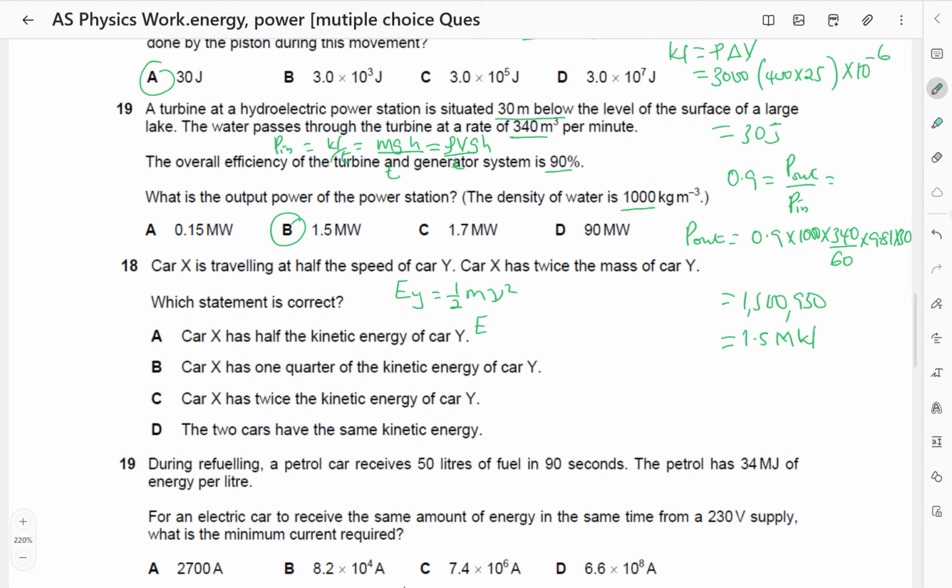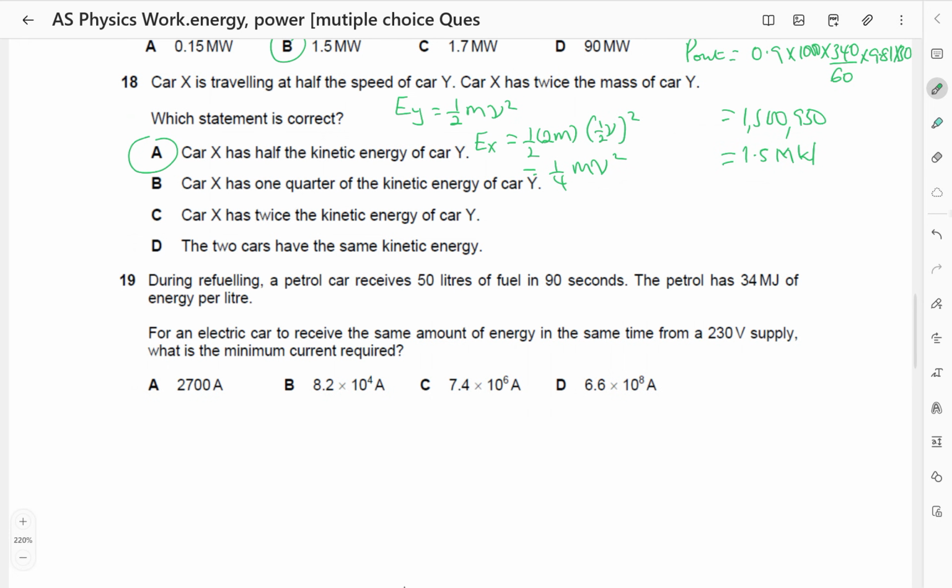Let's look at X. Kinetic energy of X will be a half. Its mass is twice, so it will be twice m. And the speed is half, so it will be a half v squared. When you simplify this, you have a quarter m v squared. You notice that when you multiply KE of X by 2, you get KE of Y. So it means the kinetic energy of X is half that of Y. So the answer is going to be A. Car X has half the kinetic energy of car Y. So the answer is A.